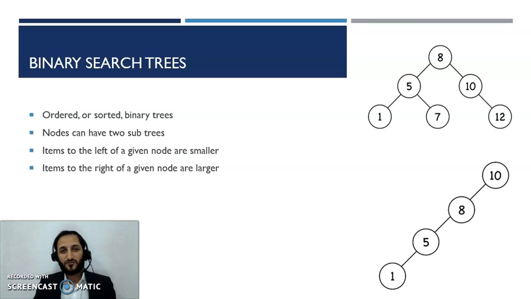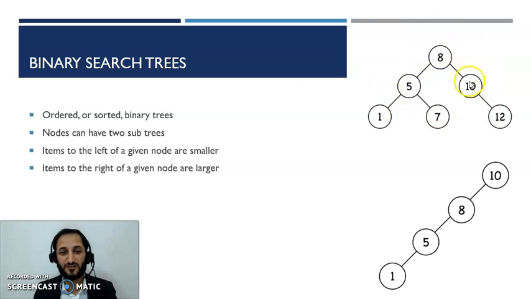Well, first of all, binary search trees are ordered and sorted binary trees, and every node has two subtrees. The left nodes are smaller, the right nodes are larger.